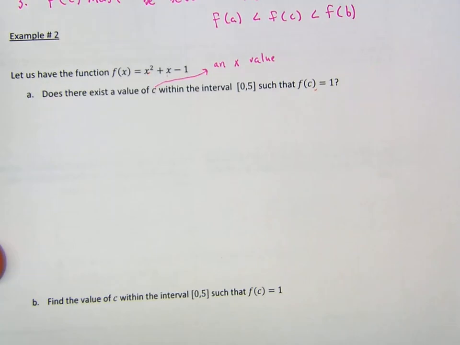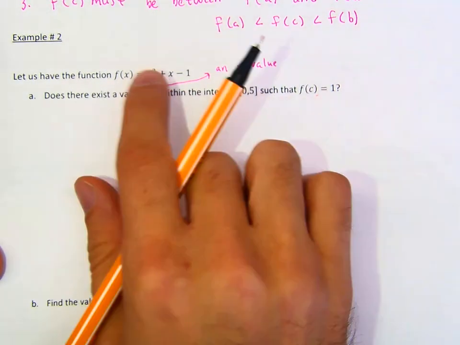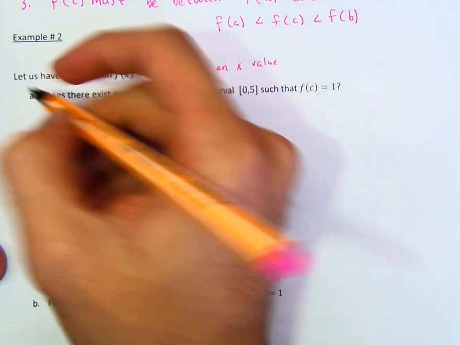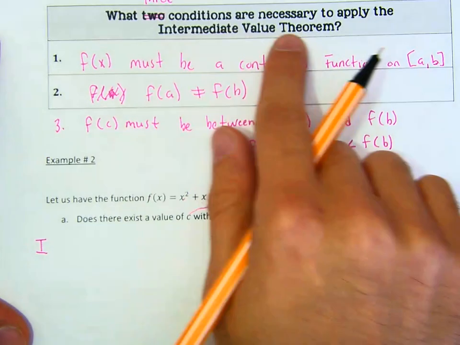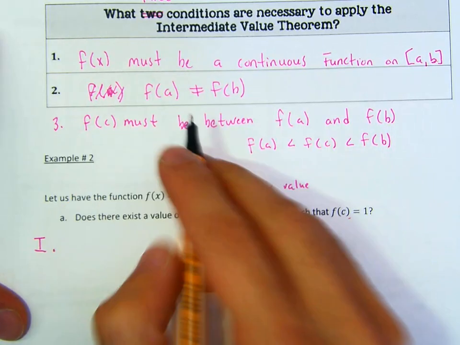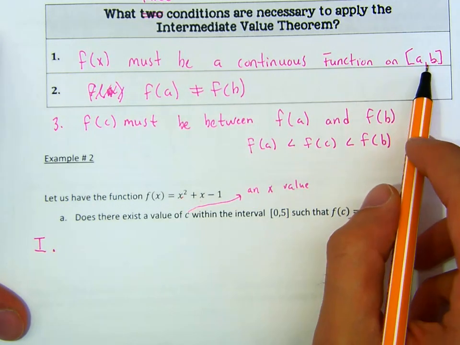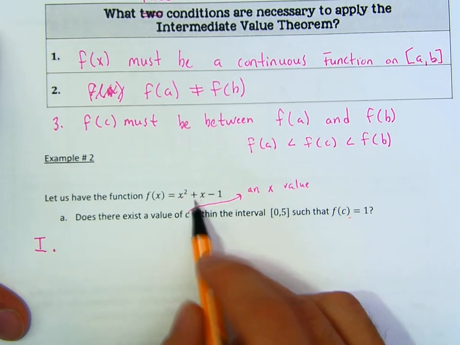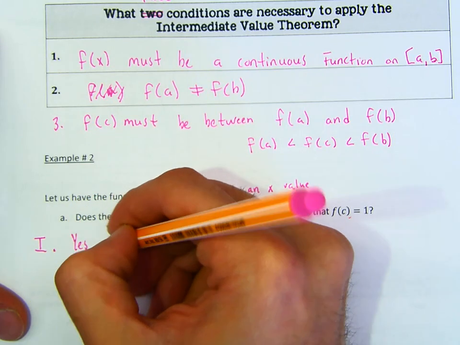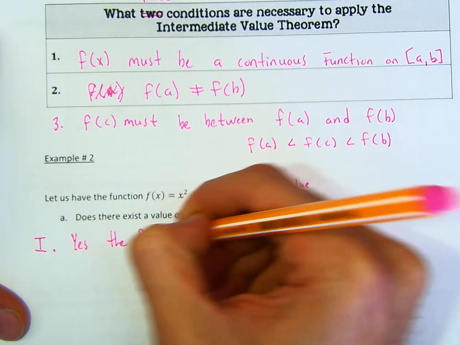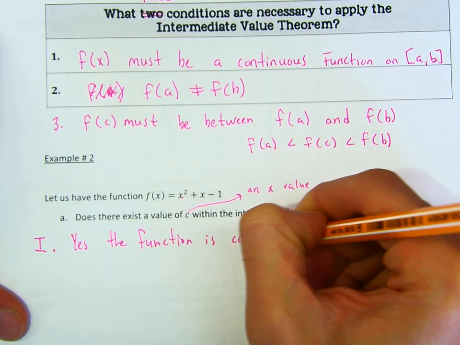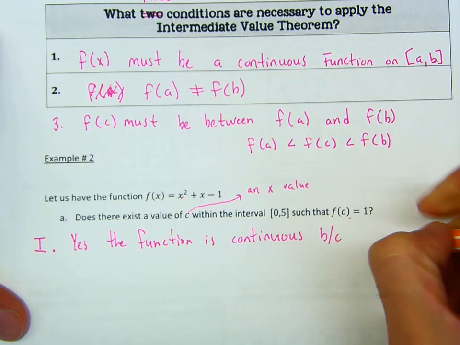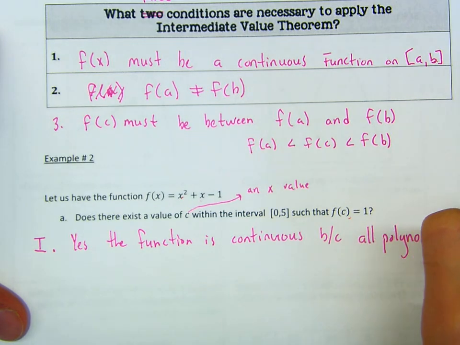Let's say you don't have a visual, no picture, but you have this function. Let's see what happens if we can use the intermediate value theorem. Part 1: f(x) must be a continuous function from a to b. Is this function continuous? Yes, the function is continuous because all polynomials are continuous.